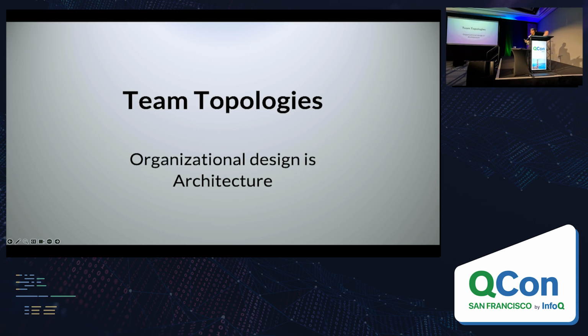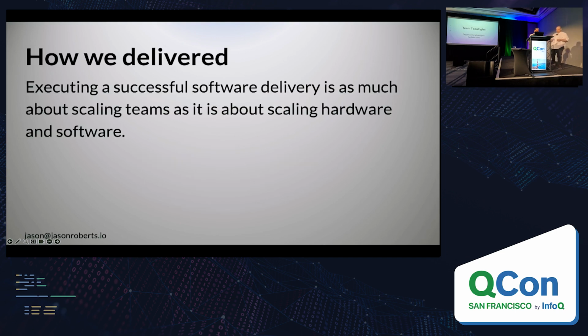So earlier when we talked about the previous solution, one of the things that we talked about is silos in the teams and how the teams were structured. So organizational design is a part of the architecture. And for execution of successful software delivery is as much about scaling teams as it is about scaling hardware and software. Without the ability to scale teams, you are limited in how fast you can deliver.